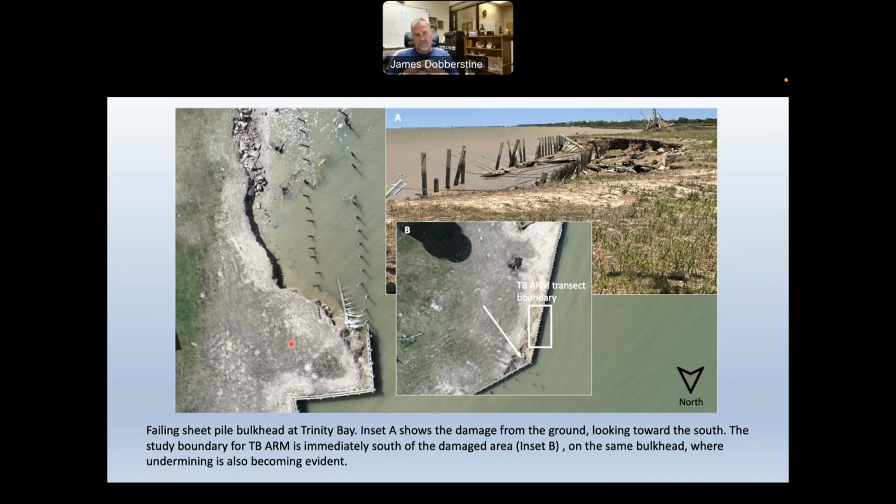In many instances, bulkheads create other problems. They can actually reflect a lot of the wave energy that hits the face of the wall, and they reflect that back out onto the adjacent marshes, either across stream or adjacent to the property itself. And the consequence of that is it accelerates erosion in those other areas.